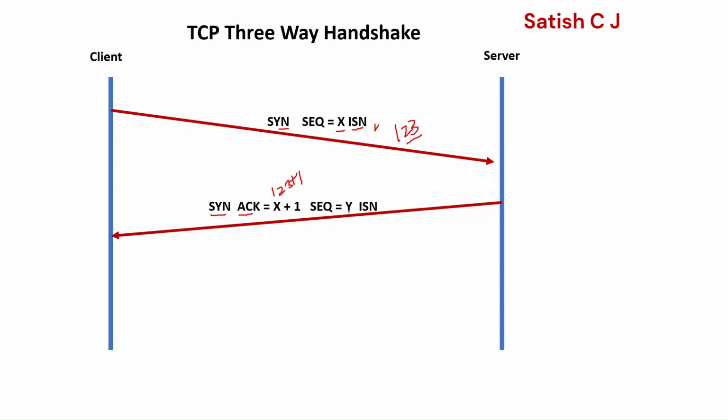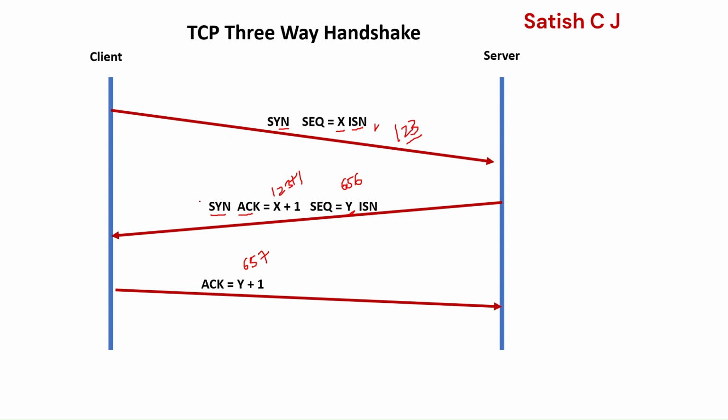The server generates its own initial sequence number. We call that Y. Let's say the sequence number is 656. This is the response the server gives if it is ready to accept that handshake. After receiving this acknowledgement from the server, the client sends an acknowledgement back, which takes the sequence number generated by the server, increments it by 1, and sends it back as an acknowledgement. This completes the three-way TCP handshake.